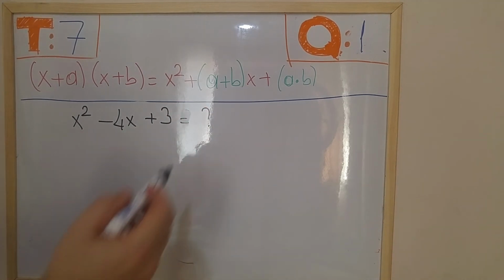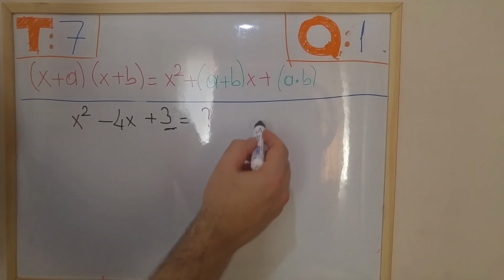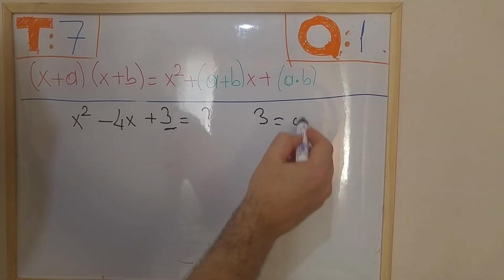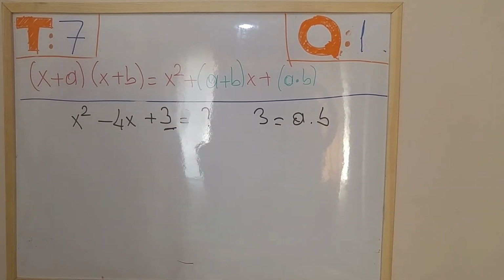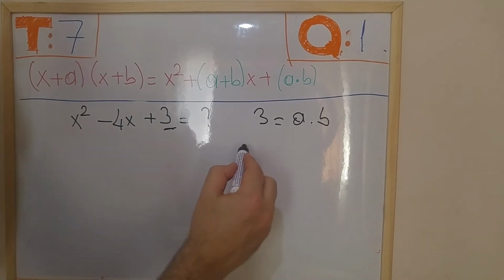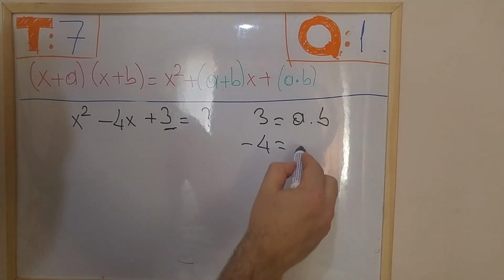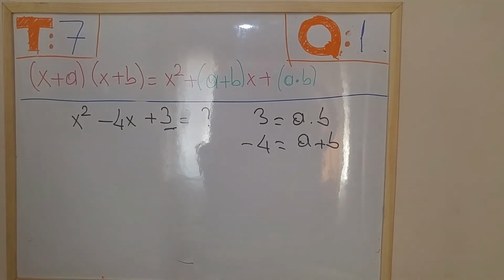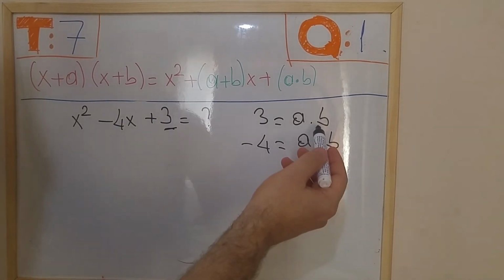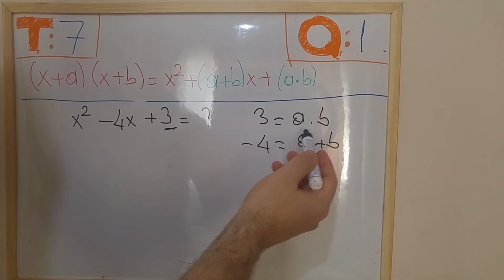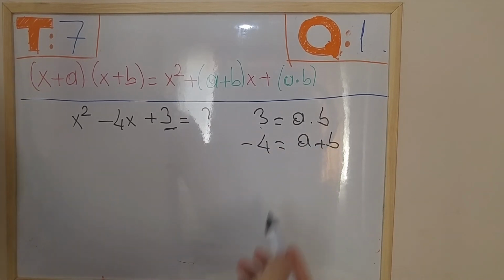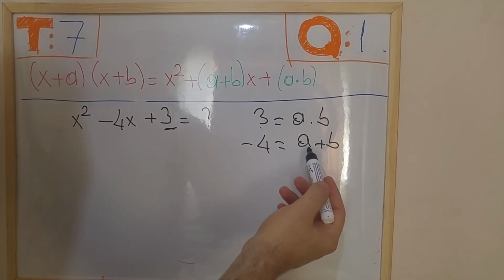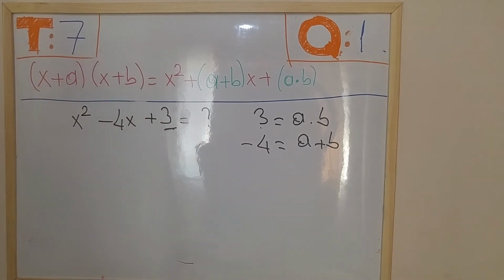Now, this means that 3 here is equal to a times b. And this means that minus 4 is equal to a plus b. Therefore, what we are looking for is two numbers of which their multiplication is equal to 3 and two numbers of which their sum is equal to minus 4.